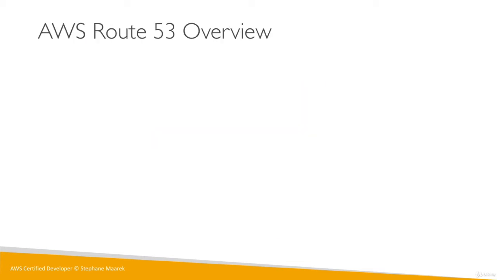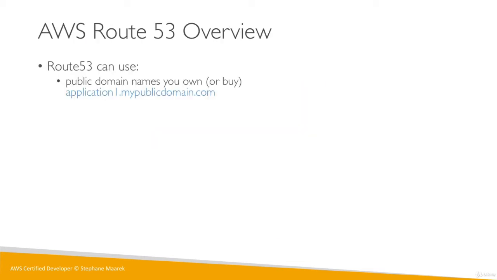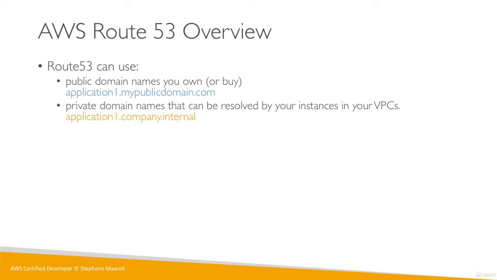So overall, Route 53 can use public domains, so you have to own them or buy them, and we'll see this in the next lecture, or private domains, and you can just create whatever domain you want, and these private domains will only be resolvable within your VPC, so within your instances. Whereas public domains, as the name indicates, are public, so anyone can resolve them, such as google.com.